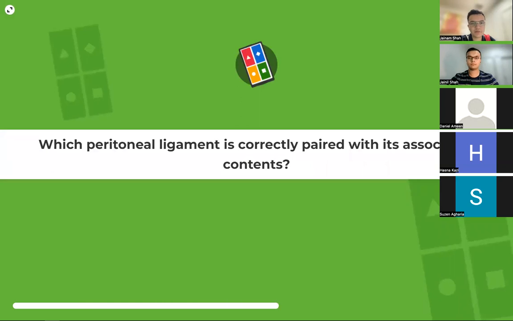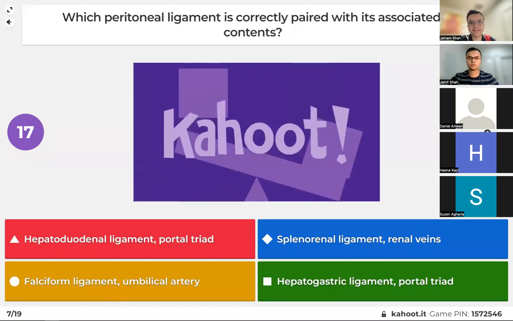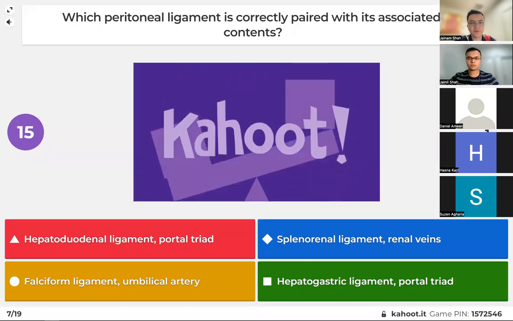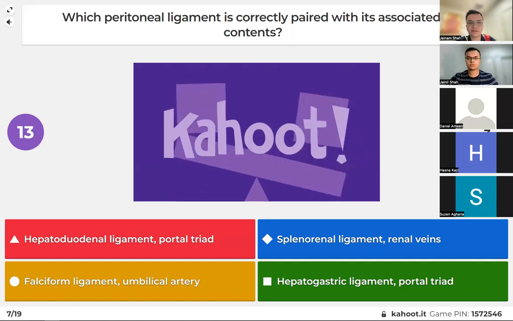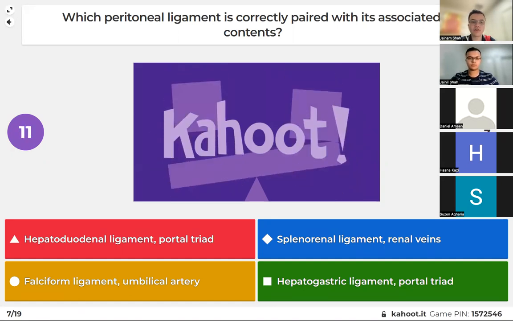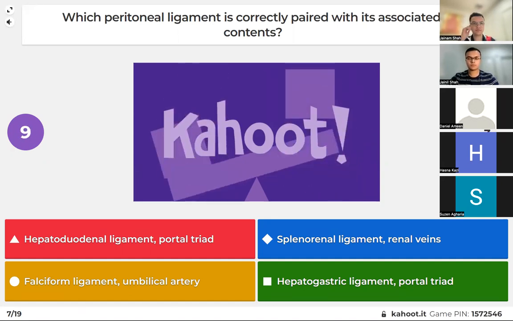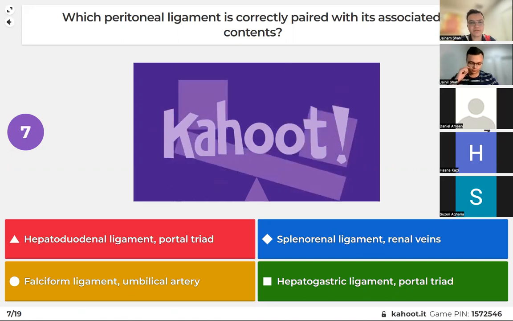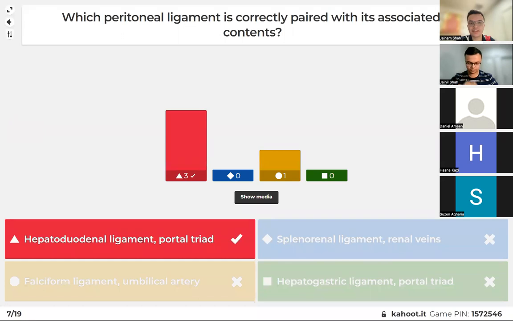All right. Which peritoneal ligament is correctly paired with its associated contents? This has been asked before, so I would highly recommend knowing a couple of ligaments, just the really important ones that are surgically relevant. When I say surgically relevant, basically, if you open up a patient and you see these ligaments, you don't want to accidentally cut one that contains like a blood vessel or something like that.